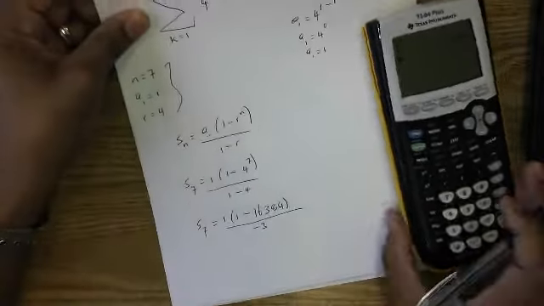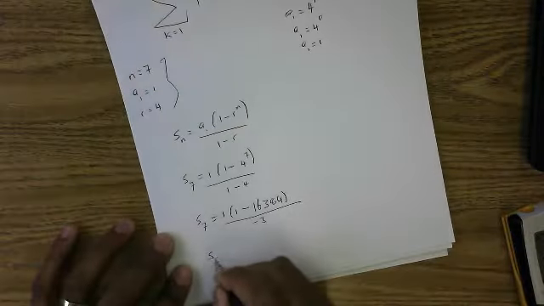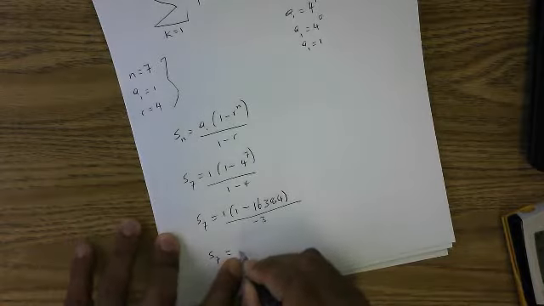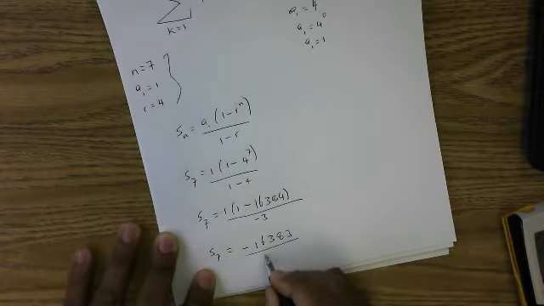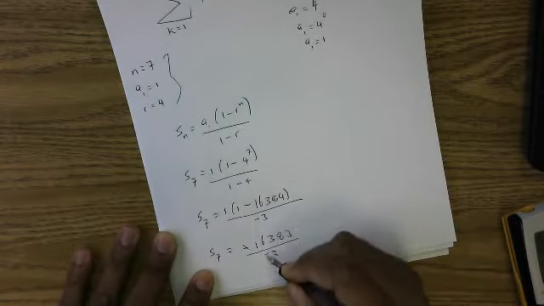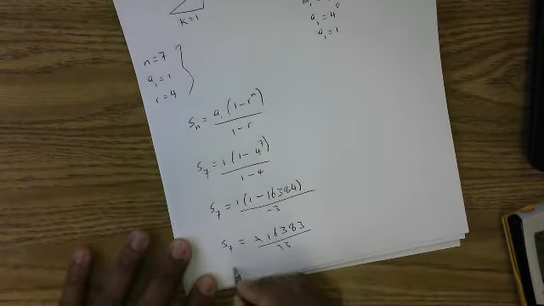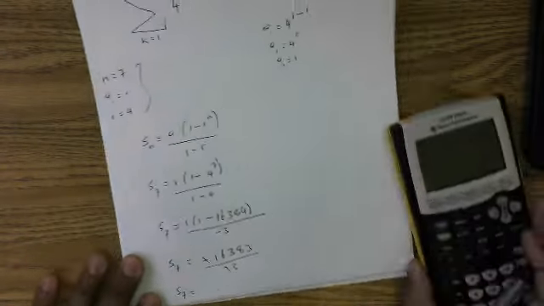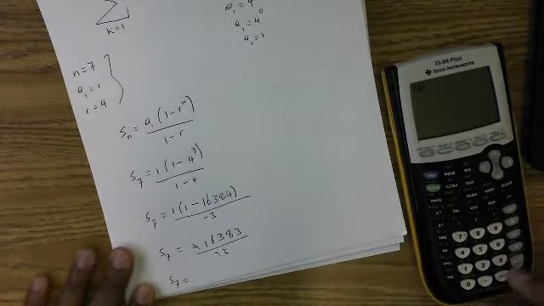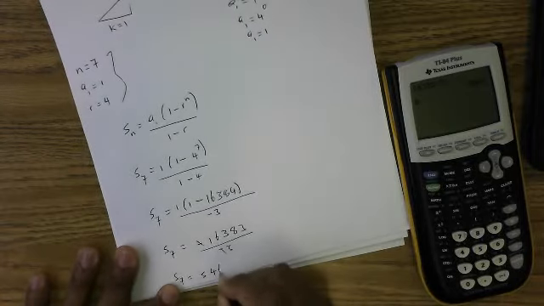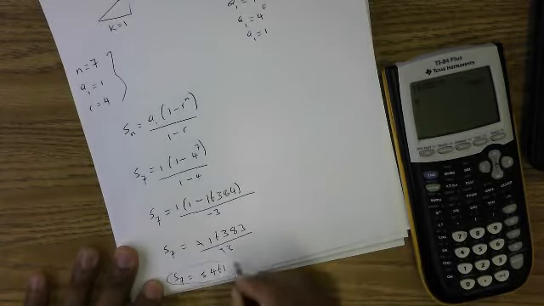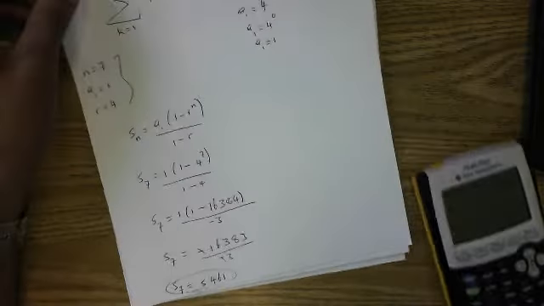So S sub 7 equals negative 16383 over negative 3. Now the negative divided by negative will be positive, so S sub 7 equals, let's find out what that is, 16383 divided by 3, and that is 5,461. That would be the sum of the seventh term.